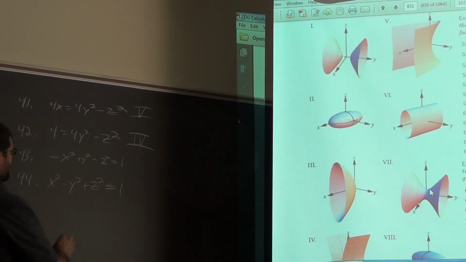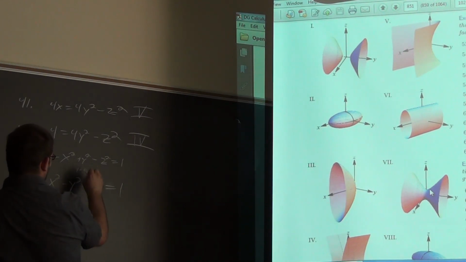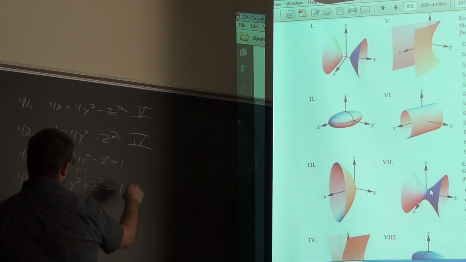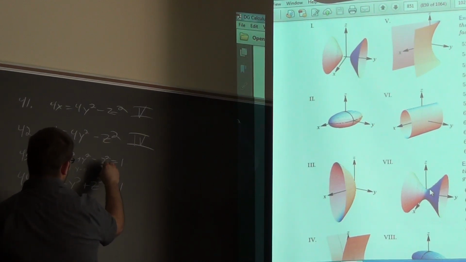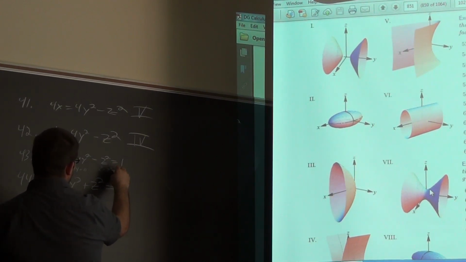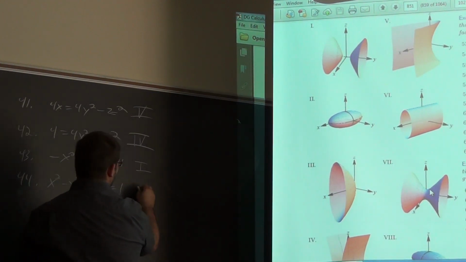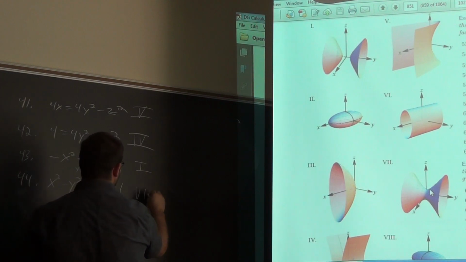So let's do this. Y equals 0. So in both of these equations, what's that top one become? Negative x squared minus z squared equals 1. Is there any solution to that? No, right? And so which one is that? That's the one with the hole in the middle of it. Does that make sense? So that's 1. And then by default, we get 7 here.